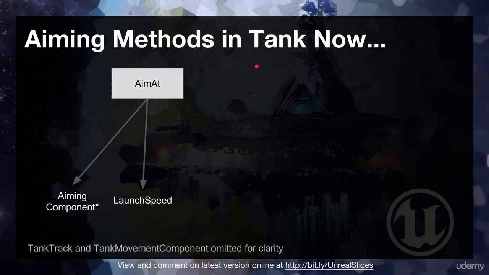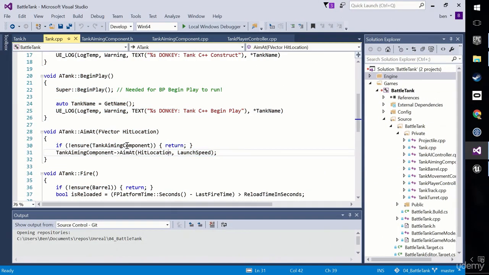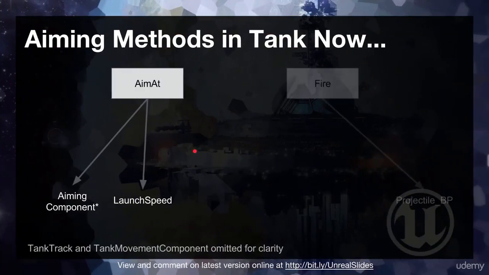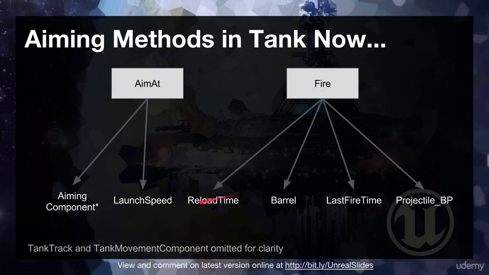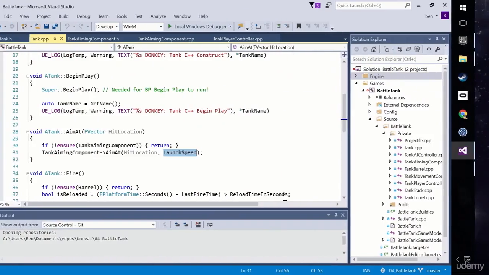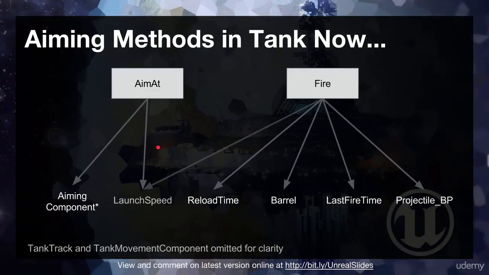It requires or depends upon the aiming component pointer and the launch speed. They are the member variables that this AMAT uses. There you go, the aiming component and the launch speed. Fine. How about fire? Well, the fire method uses all these things: the reload time, barrel last fire time, etc. Let's take a look. Oh, they're all in here. Okay, so what's quite interesting though is that they both use the launch speed.